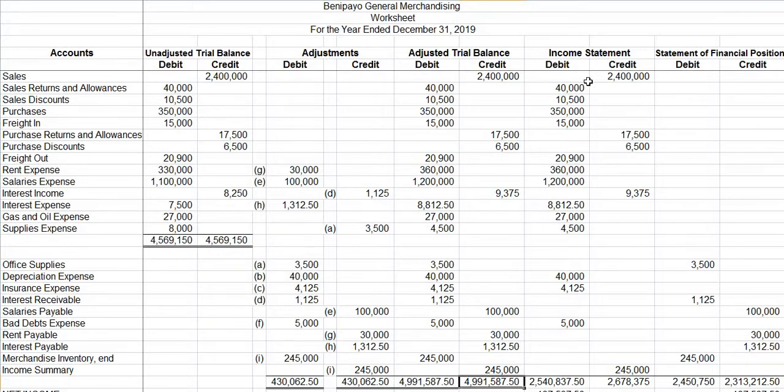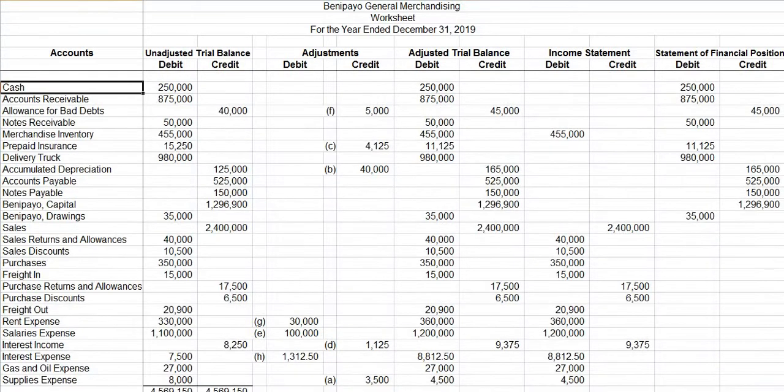When you are already doing the last four money columns, concentrate on the figures under the adjusted trial balance only. Ignore the first four money columns. Then, one by one again, from the first account, cash, to the last one below the income summary account, ask yourself, where must this account be placed? In the income statement or in the statement of financial position?